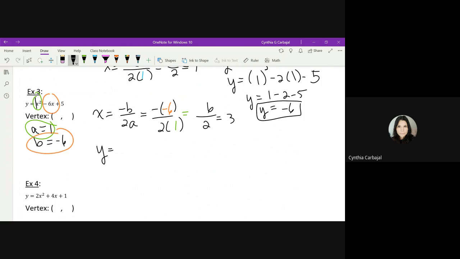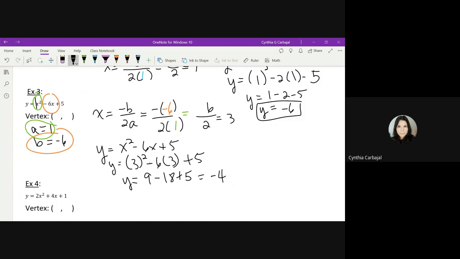Then I find my y value by plugging into the quadratic equation we started with, that 3, wherever there's an x. So x squared minus 6x plus 5, substitute in that 3, y equals 9 minus 18 plus 5. And you can just get a calculator, plug them all in. 9 minus 18 is negative 9, plus 5 would be negative 4. So that's the y value. So then x is 3 and y is negative 4. And if you are not sure, guys, you can always check yourself with the graphing calculator.